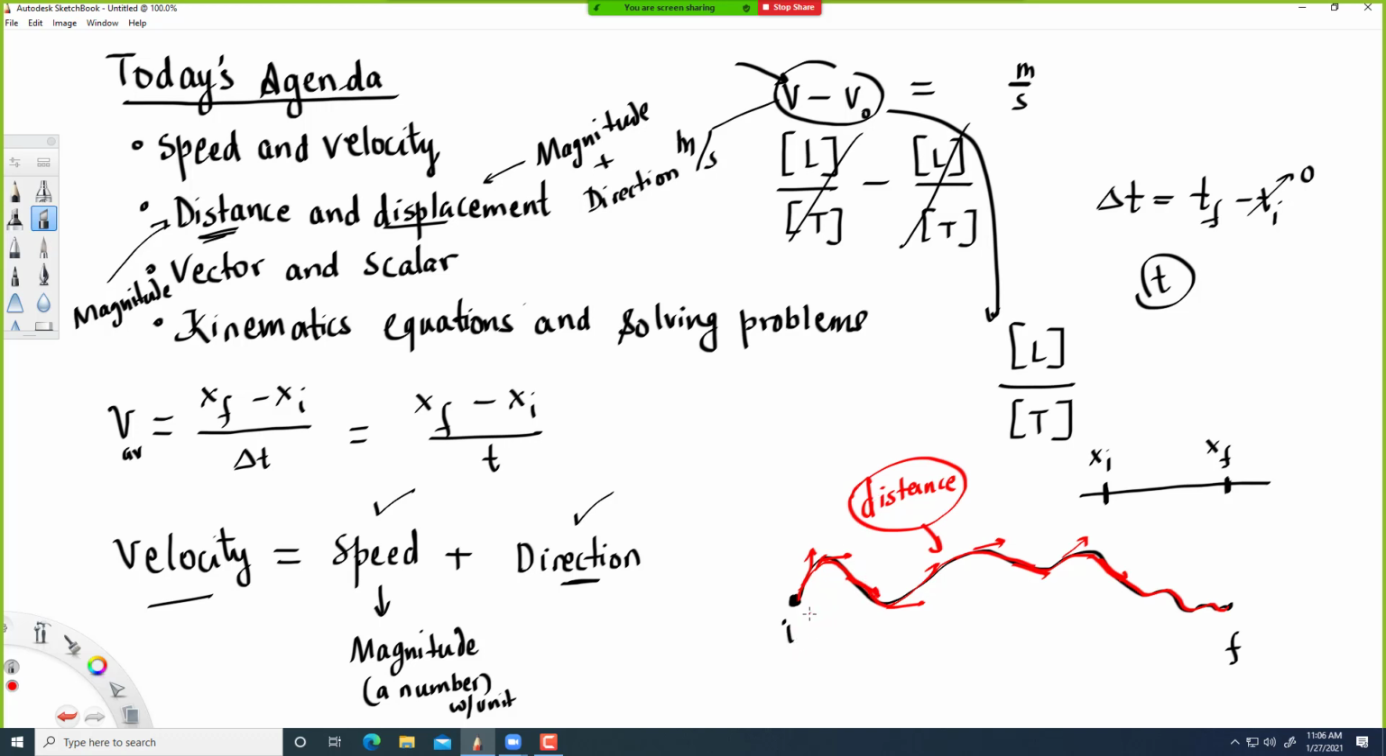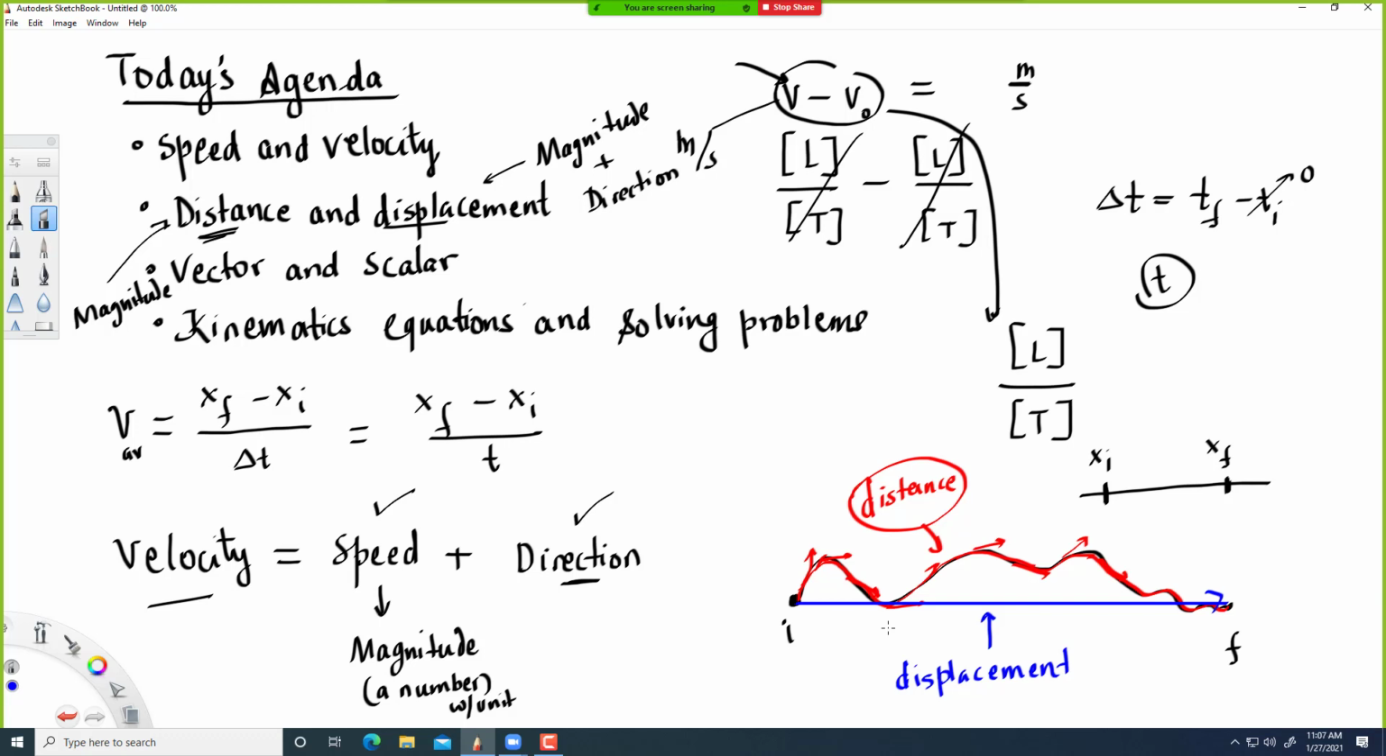Whereas displacement is the shortest distance between initial and final point. So if I draw a straight line between I and F, it's hard to draw a straight line here. So that gives me the displacement, the shortest path. And I can also say that I am going along this direction, to the east, because I have both magnitude and direction. So it's the displacement.